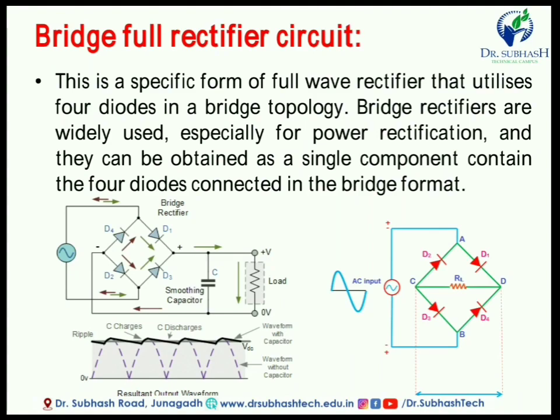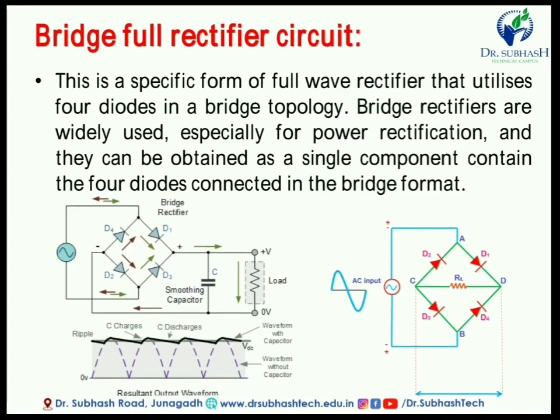Now let me talk about the bridge rectifier. Here 4 diodes are required, and these 4 diodes are connected in bridge form. Bridge form is whenever there are 4 arms, and one arm contains one diode. Here diodes D1, D2, D3 and D4 conduct according to the input waveform. Here the input waveform is like this.